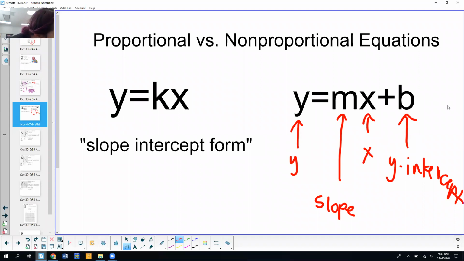Let me make sure I have everybody down for attendance too while you guys write down this equation.